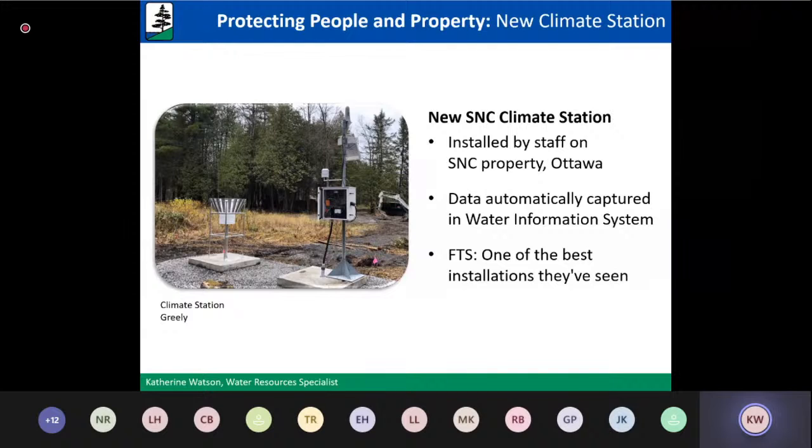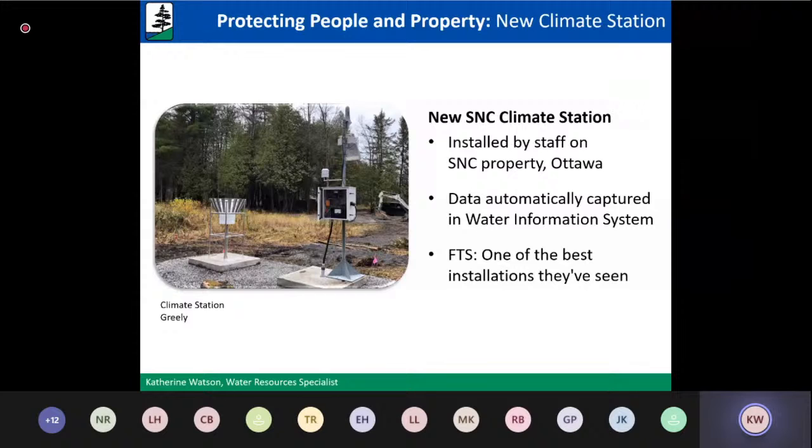This data is really important for our flood forecasting and warning, for our modeling, and as well as for our low water response programs. And the reason we approached EWRP for this station is that there was a geographic gap within our network for the collection of this type of data, specifically within the city of Ottawa. So we filled that gap.